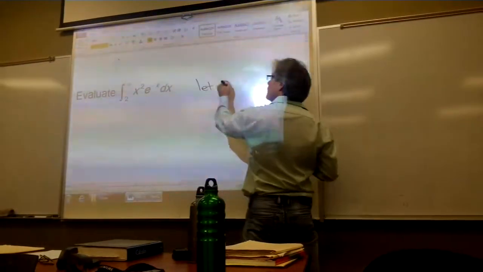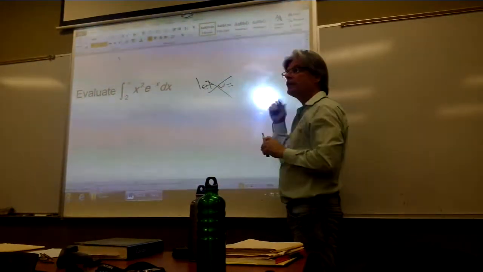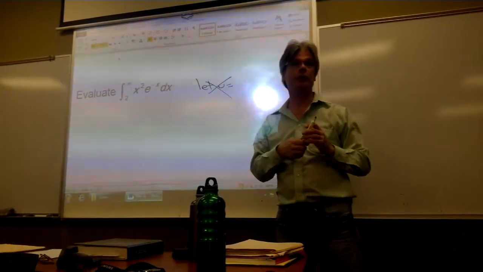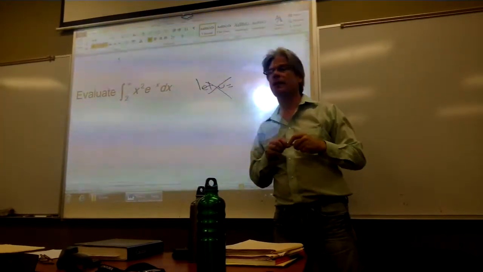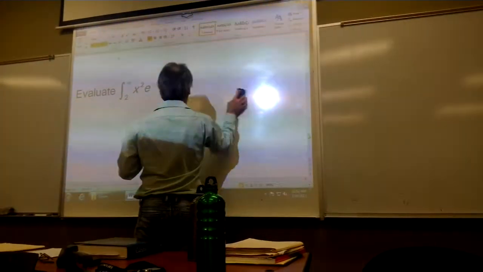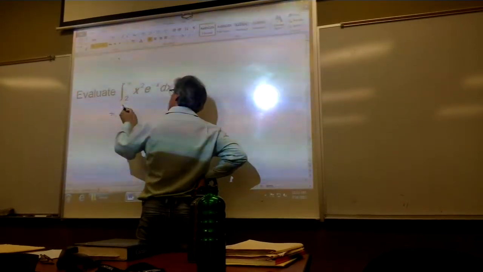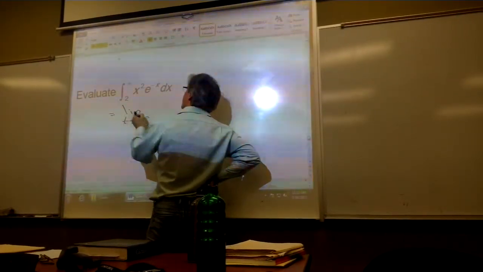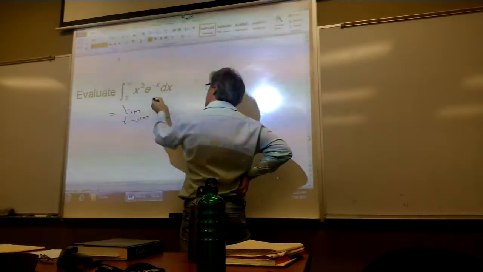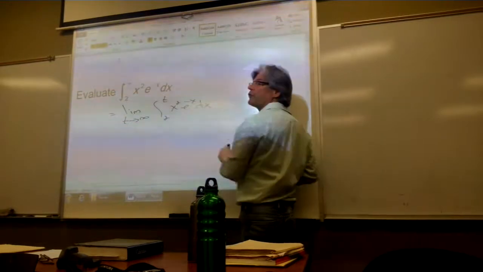Using integration by parts, u equals x squared. Those techniques only applied to an indefinite integral, or you're right, a definite integral. So I think I have to come in and rewrite, because I think this question is nothing more than this question: what's the limit as t increases without bound of the integral from 2 up to t of x squared e to the negative x? I think that's the question.